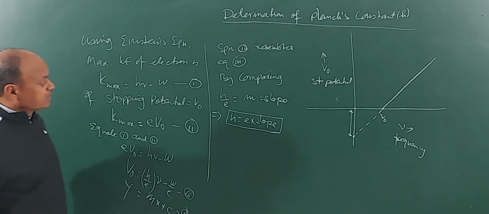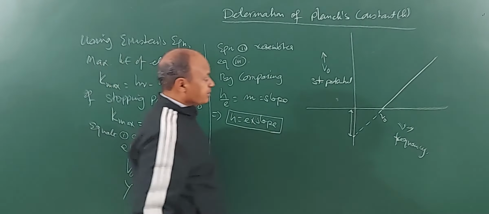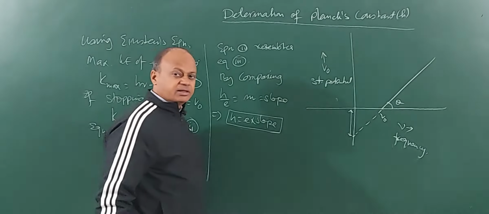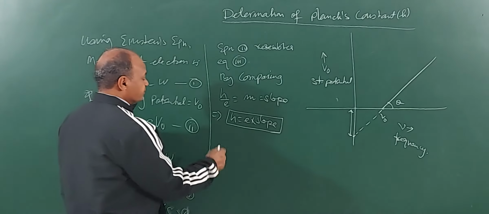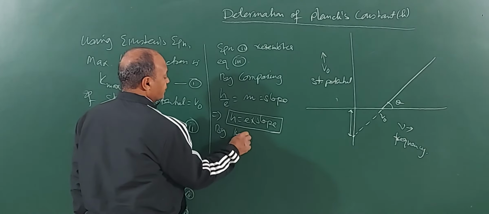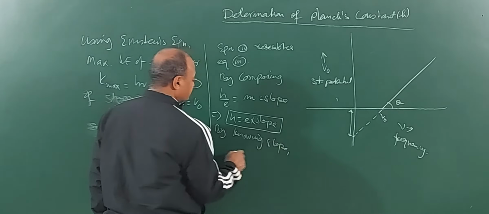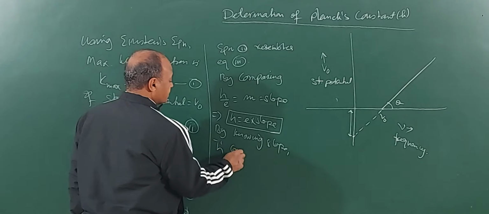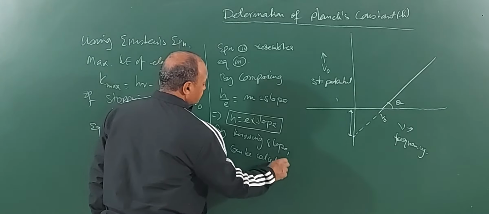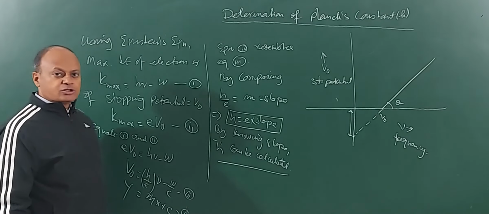Okay. Thus, by knowing the value of slope m, we can easily calculate theta. m is equal to how much? Tan theta. So we will say here, by knowing the slope, h can be calculated. So we have been able to calculate h by knowing the value of slope.